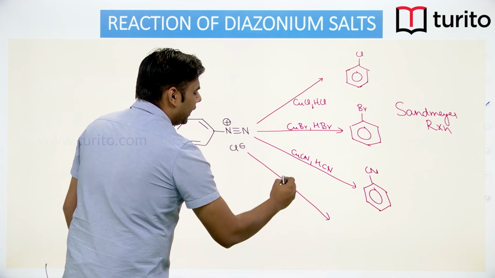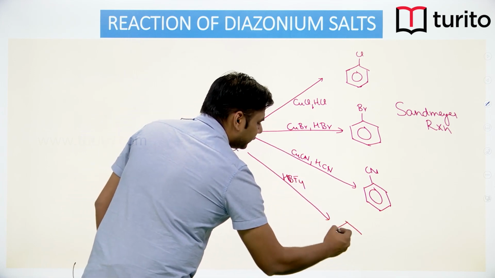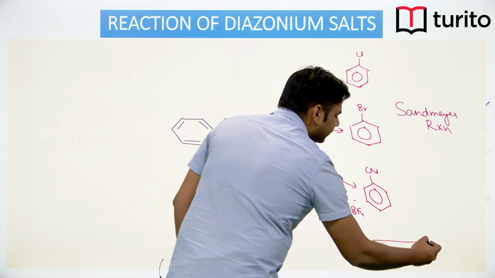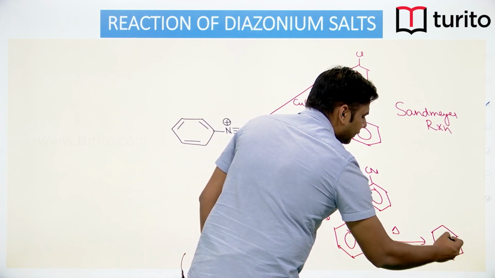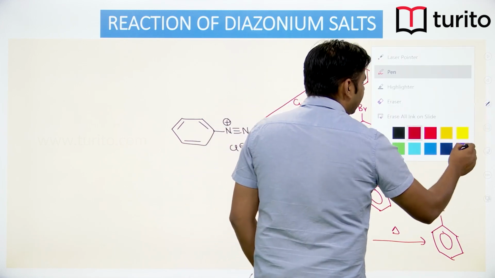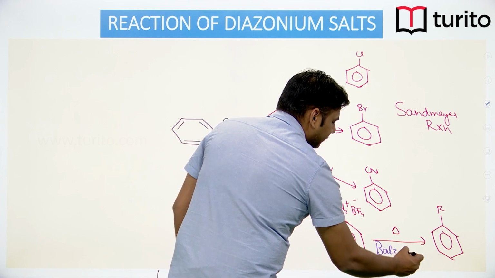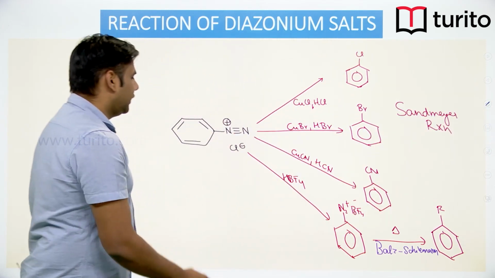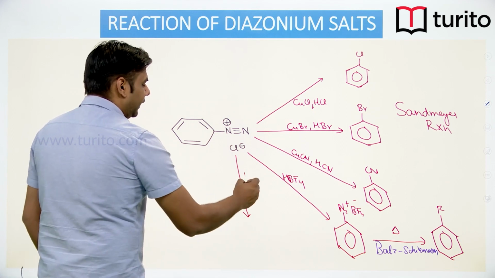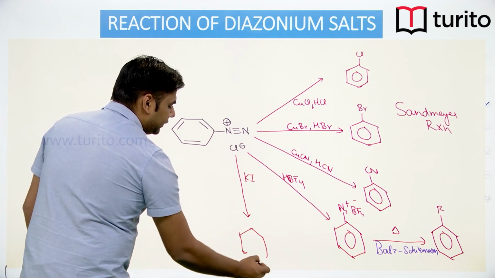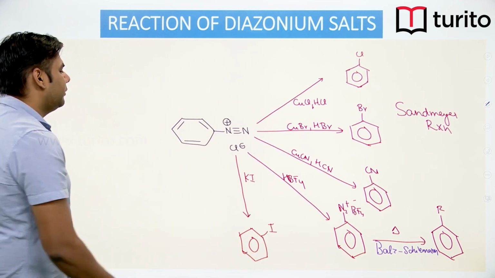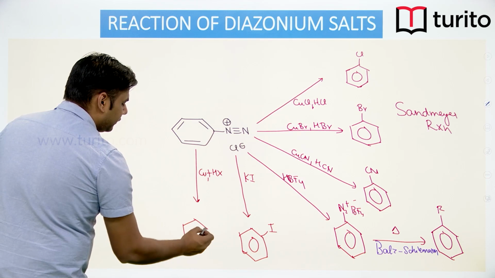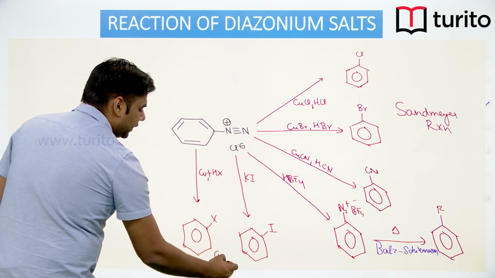When you heat this with HBF4, it forms N2 plus BF4 negative. When you further heat this, we get fluorobenzene. Now this is again a named reaction known as Balz-Schiemann reaction. I hope you remember all these reactions. Similarly, if you react this with KI and heat it, we get iodobenzene. Similarly, you take this molecule and take copper and HX, so we get the aryl halide. These are called Gattermann reaction.